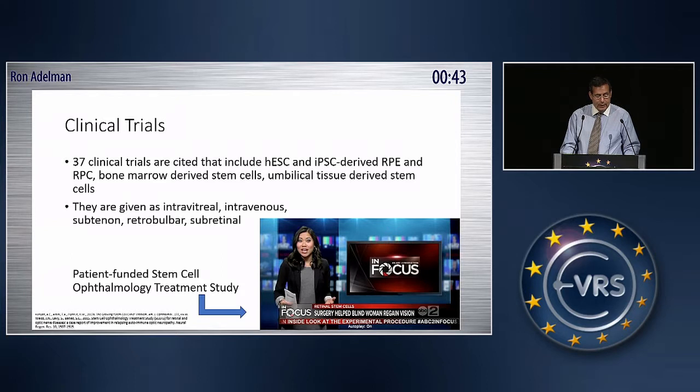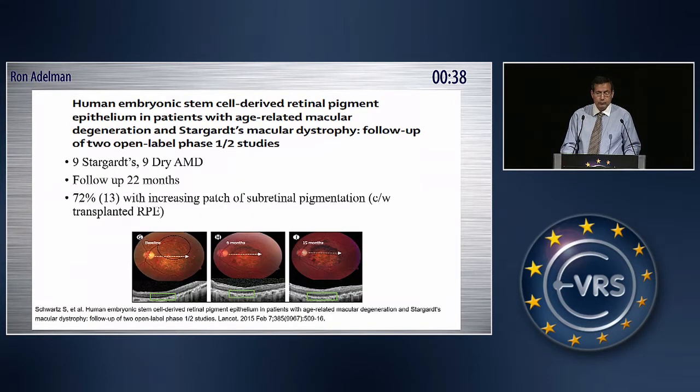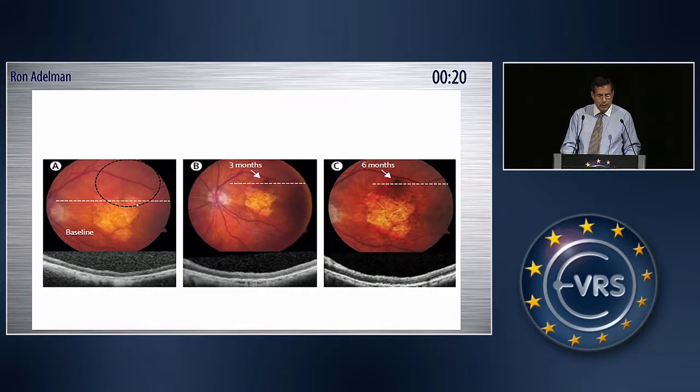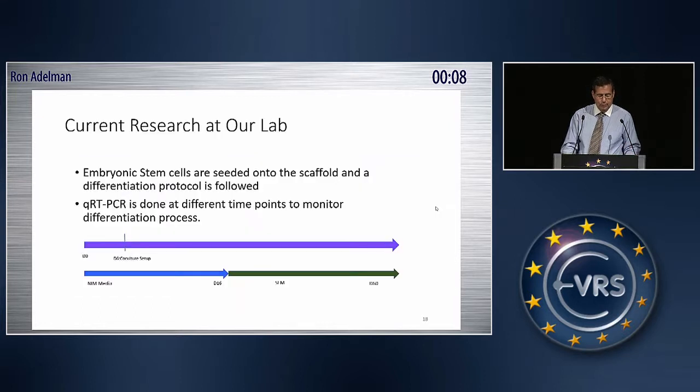Currently, there are 37 clinical trials involving stem cells in ophthalmology. One of them that Dr. Grigori just mentioned was a paper published in Lancet. Dr. Del Priore is an author, and it was 9 Stargardt, 9 dry AMD patients, and vision improved in 10 eyes, stayed the same in 7 eyes, and worsened in 1 eye. For example, here, when the stem cells were injected in this geographic atrophy, in this area of the circle, then slowly the RPE progressed. This is RPE cell suspension transplantation.